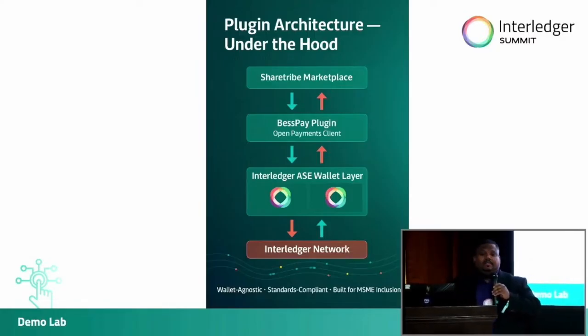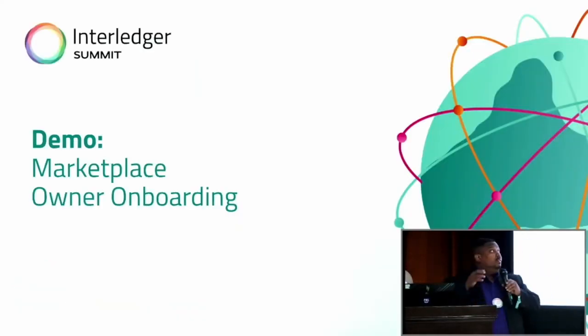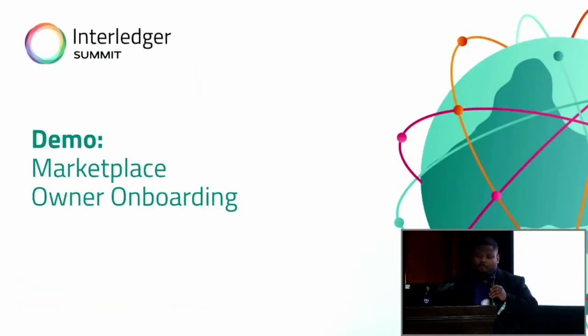So imagine a buyer using their Chi Money wallet in Africa purchasing a product from someone using their Interledger wallet in Mexico, and being able to transact instantly. Darnell and I will show you this now step by step.